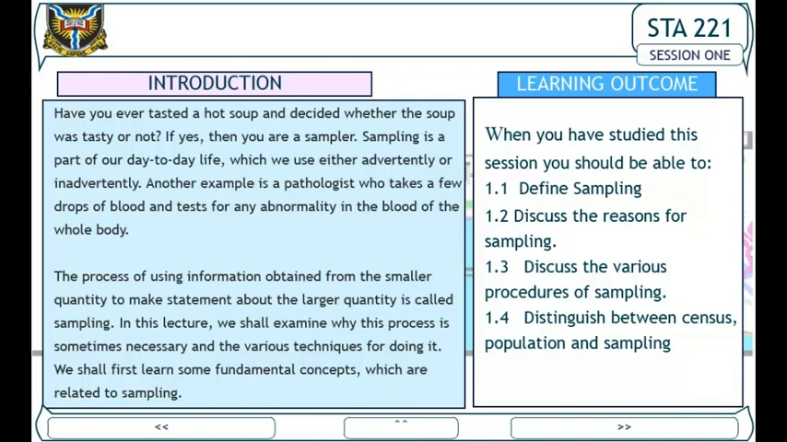In this lecture, we shall examine why this process is sometimes necessary and the various techniques for doing it. We shall first learn some fundamental concepts which are related to sampling. Learning outcomes for study section 1. When you have studied this session, you should be able to define sampling, discuss the reasons for sampling, discuss the various procedures of sampling, distinguish between census, population, and sampling.